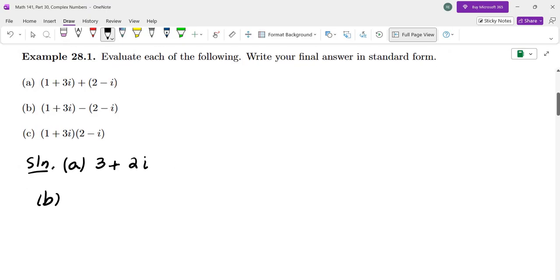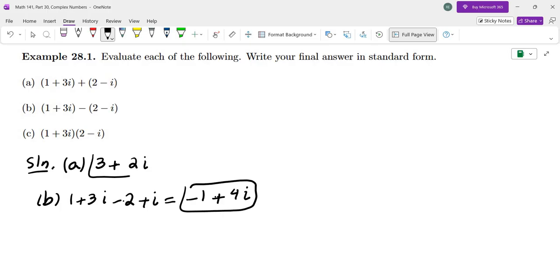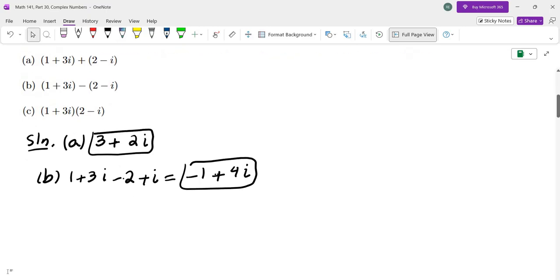For b, we want to subtract them, so we have to distribute the negative sign. We get -2 plus i. That gives us -1 plus 4i. So this is called the standard form of the complex number. a plus bi is called the standard form.